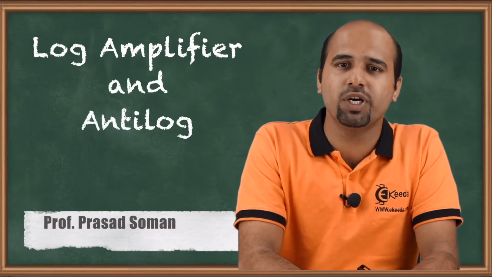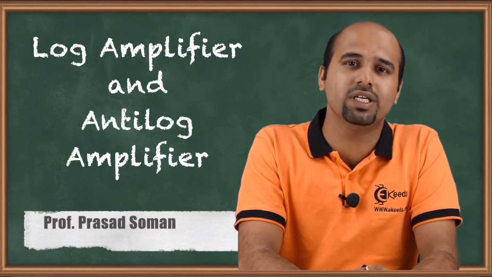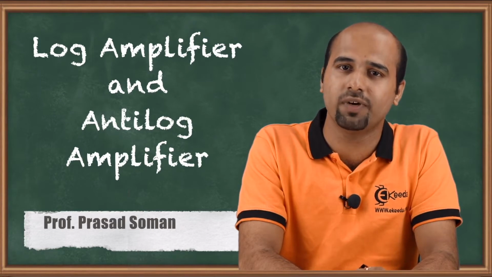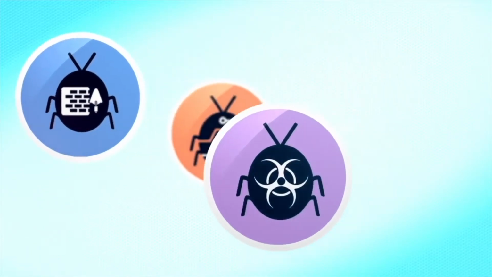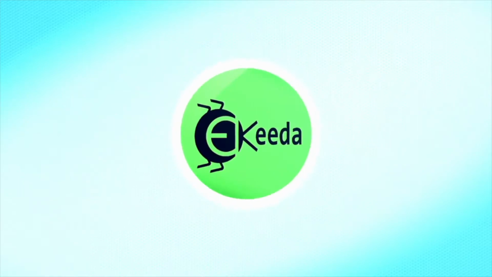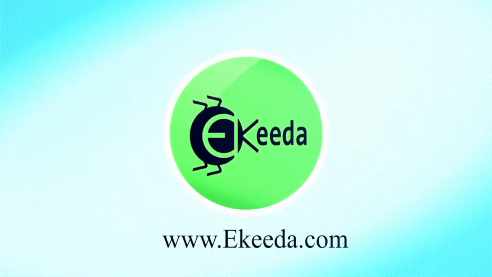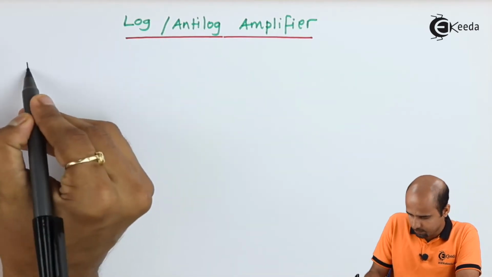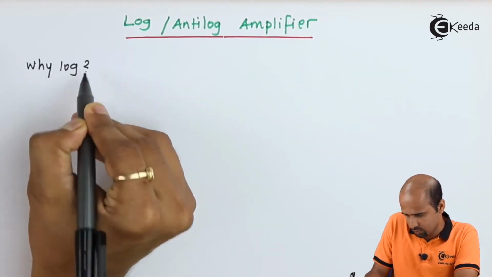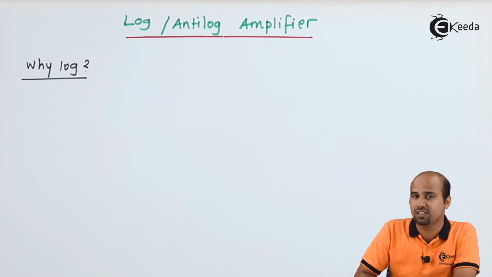Hello friends, in today's session, we will learn log and anti-log amplifier using operational amplifier 741. First of all, the very first question that comes to your mind is why log and why anti-log amplifier is required for analog and digital circuits. So we should know the advantages of log function. What that log function is.